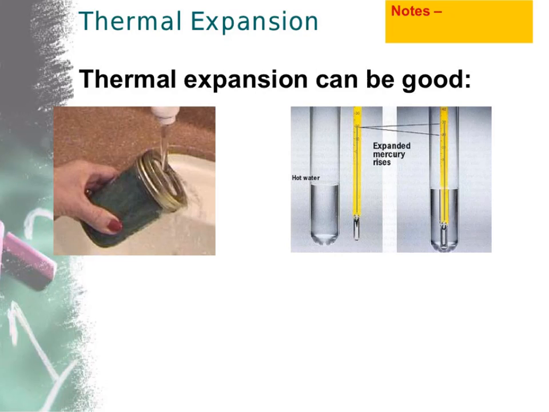It's also the reason that we can use thermometers to measure temperature. We have mercury in a long, thin cylinder. And when we subject that mercury to some hot water, that mercury's length will expand because it's in a long, thin cylinder, and we can use that expansion to actually measure the temperature of this liquid right here.